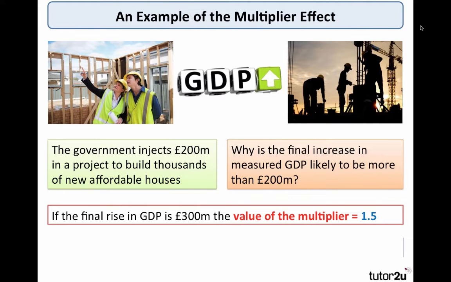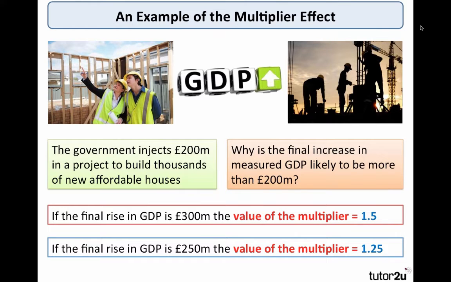So the government's going to inject this money into this project. Initially, we think the value of the spending is £200 million. If at the end, the final rise in GDP is, let's say, £300 million, then we just divide the 300 by the initial injection and we get a coefficient for the multiplier of plus 1.5. However, if the final increase is not quite as big, let's say £250 million, if we add them all together, then the multiplier effect is smaller. Still greater than 1, but not quite as significant.